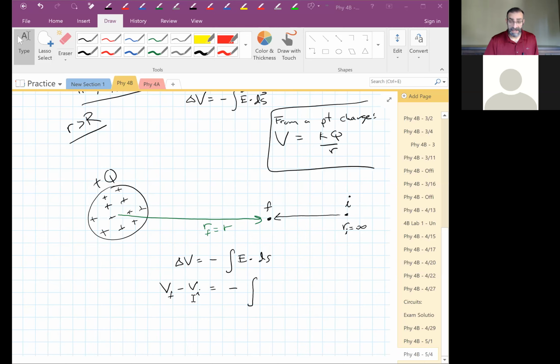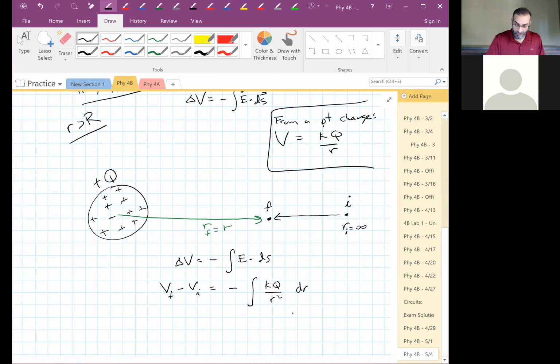Delta V, V final minus V initial. We got our minus sign. Integral, E dot ds. Well, we know what E is out there. E is KQ over R squared. ds is just dr, right? We're moving along the radial direction here.